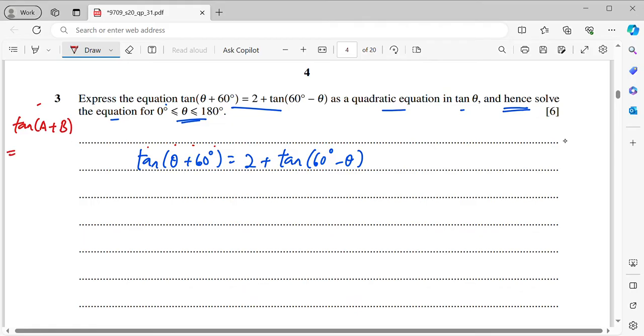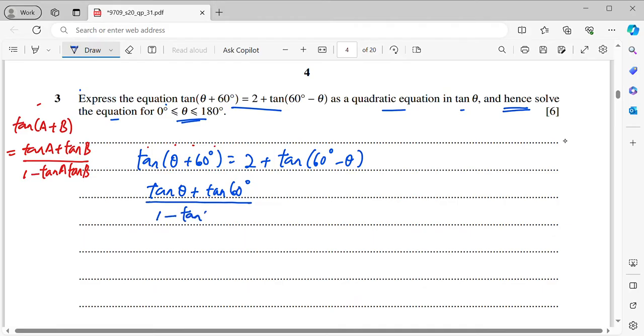It will be tangent A plus tangent B over 1 minus tangent A times tangent B. Okay, so by applying this formula, you will be getting tangent theta plus tangent 60 degrees over 1 minus tangent theta times tangent 60 degrees. That is our left hand side.